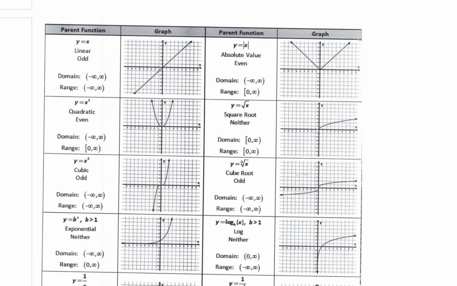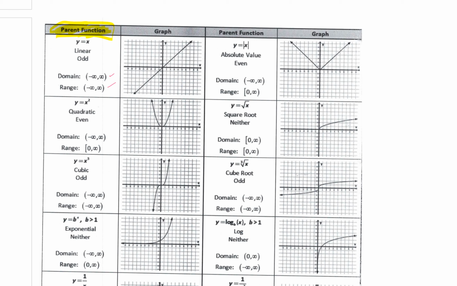So I want you to look at what they call the identity graph, or the linear equation. These are all known as parent functions, by the way. Okay. The linear equation is just a line, okay? The parent function is y equals x. The important thing about it is that the domain and range are all real numbers.